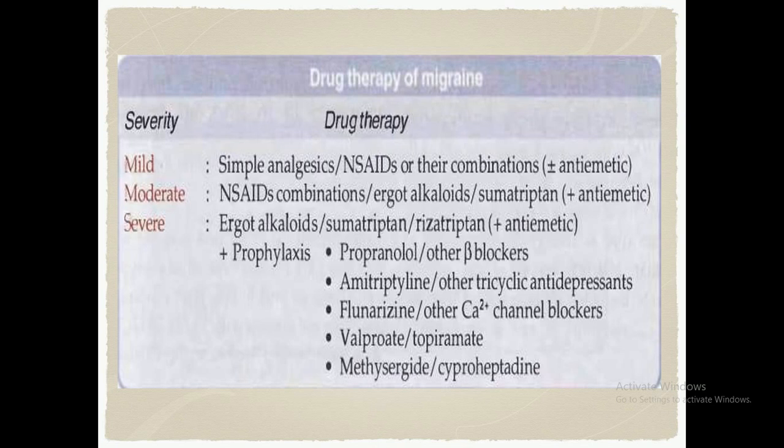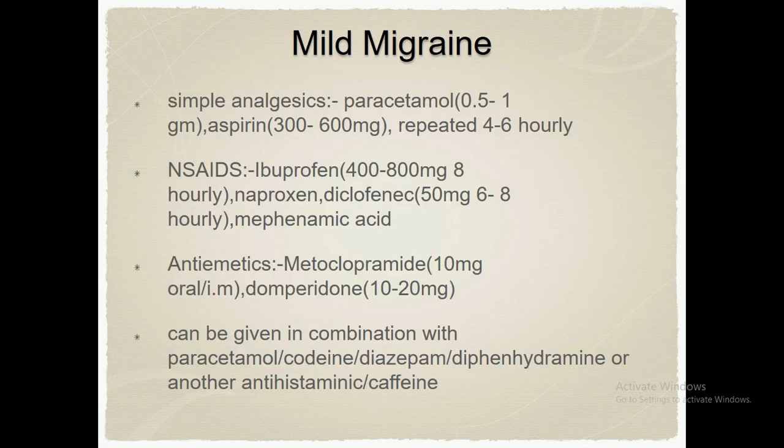As long as there is a chance of depression along with the migraine, amitriptyline is used, a 5-hydroxytryptamine antidepressant, and other tricyclic antidepressants like fluoxetine, duloxetine, flunarizine and other calcium channel blockers, verapamil, valproate and topiramate are used, and also methysergide and cyproheptadine. These are the different agents which are used in the management of migraine.